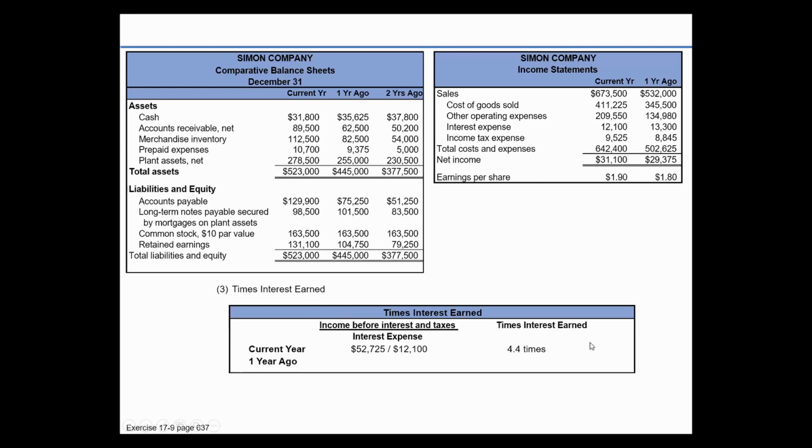So that's going to give you 4.4 times. And you can do the same thing for the previous year, to figure out the income before interest and taxes. You're going to take your total sales and subtract from that the cost of goods sold and the other operating expenses. That's going to leave 51,520, and then divided by the interest expense, which is 13,300. That's going to be 3.4 times.